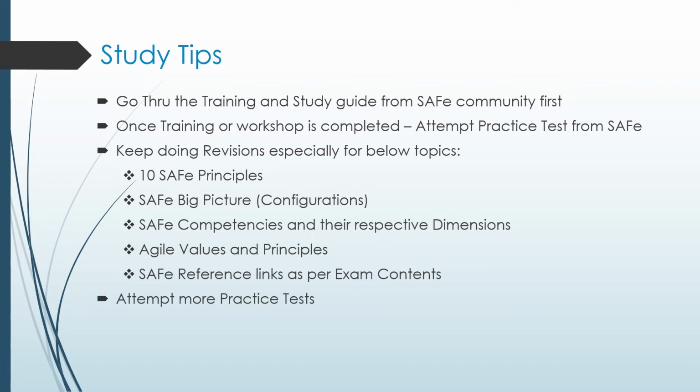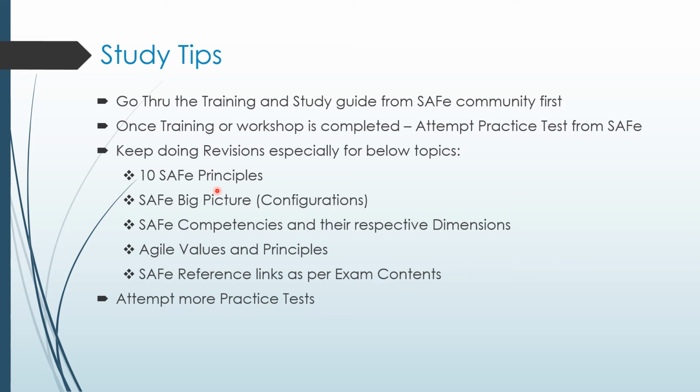Go through each page and each section of that study guide, which is a PDF. Once the training or the workshop is completed, and if you have understood what has been covered, try to attempt the practice test immediately, because that will show you where exactly you are. If you are getting 80%, or you are getting over 70%, that means your preparation is good, right? And if your practice test is giving you a 50%, 60% score, then obviously you will have to study more.